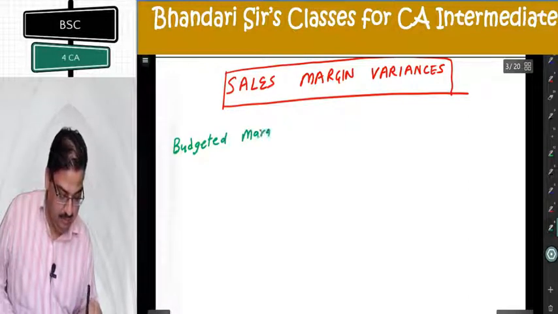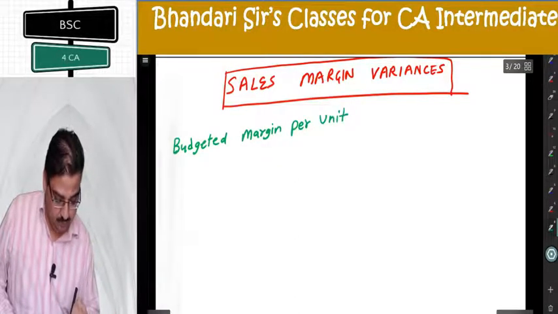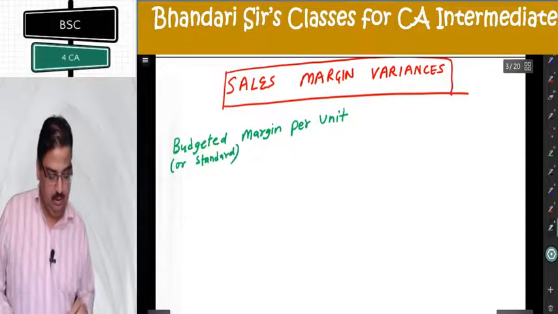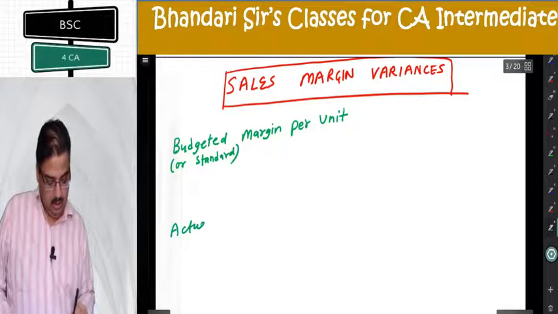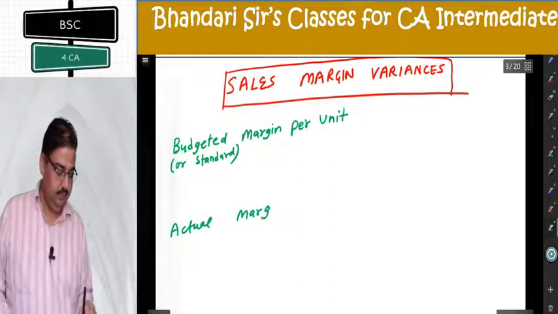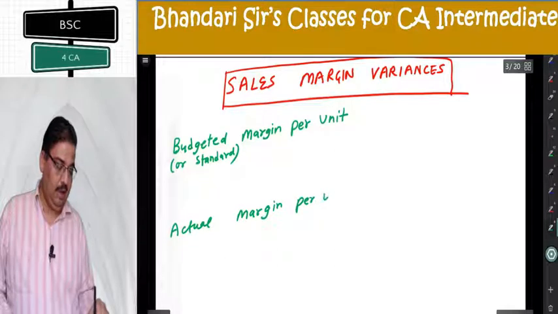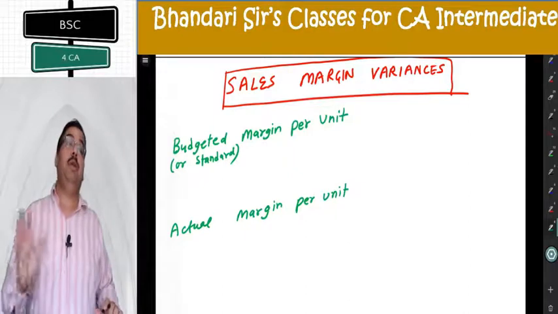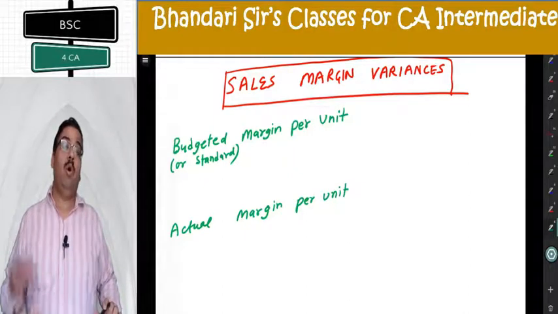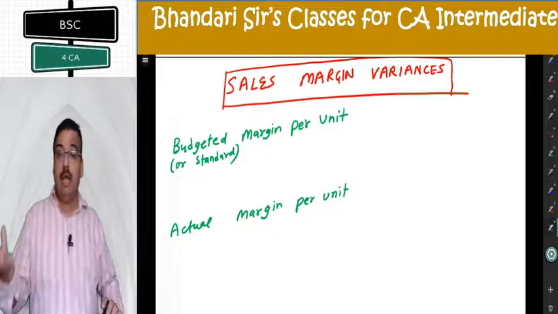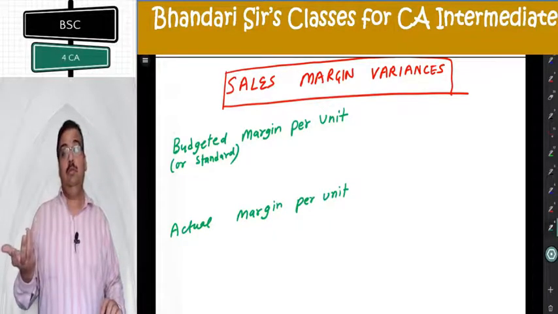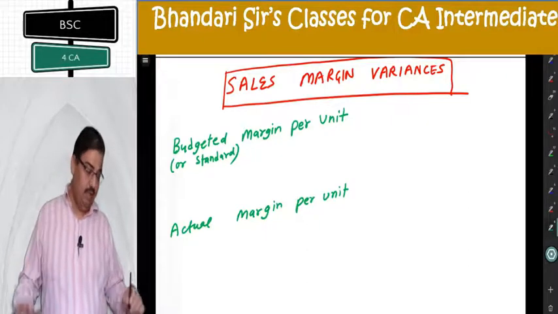Budgeted margin per unit, also called standard margin per unit, and actual margin per unit. Now this margin per unit will replace selling price per unit. Everything else is the same. All four steps are the same. Instead of selling price, there will be margins. You can easily guess the meaning of budgeted margin per unit. Very simple.